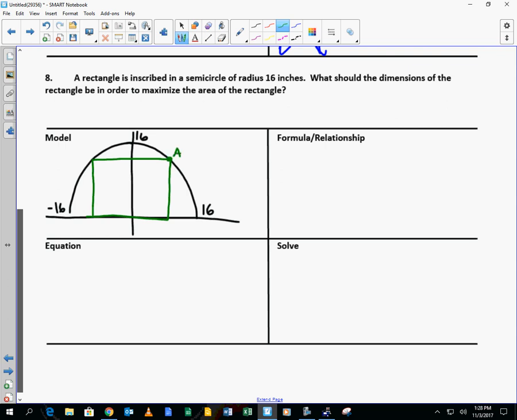Let's see, I've got x, y. You guys have kind of seen this already, haven't you? It says what dimensions should be to maximize the area. I know area is equal to base times height. So I need to come up with an expression for base. And I need to come up with an expression for the height. We'll see if you can help me out with the base. Base is still 2x. Yep.